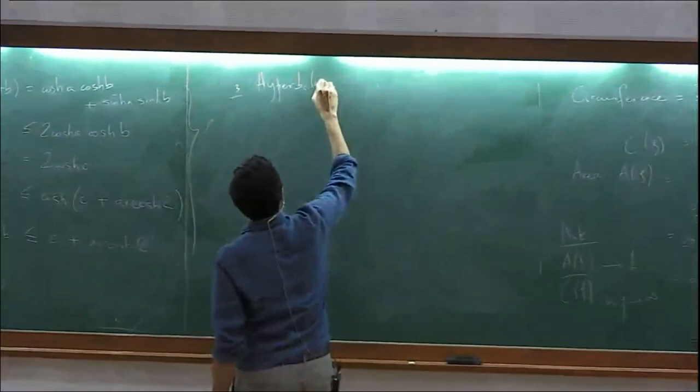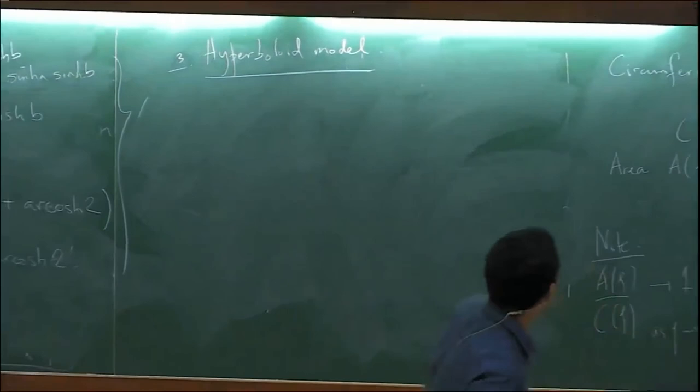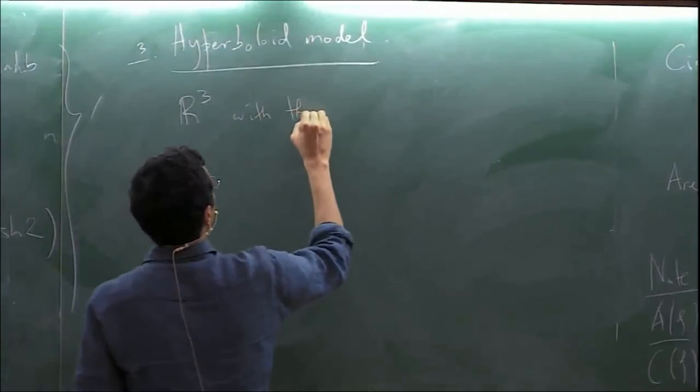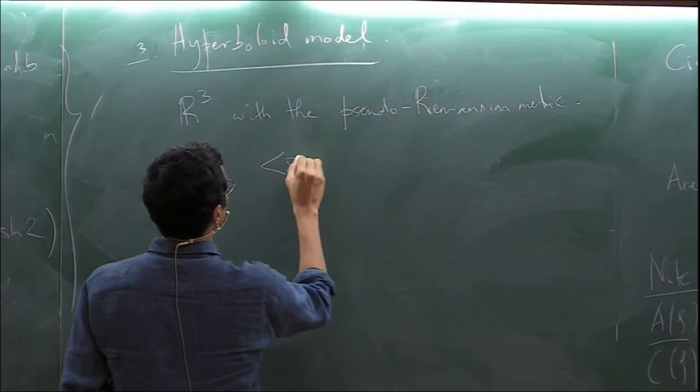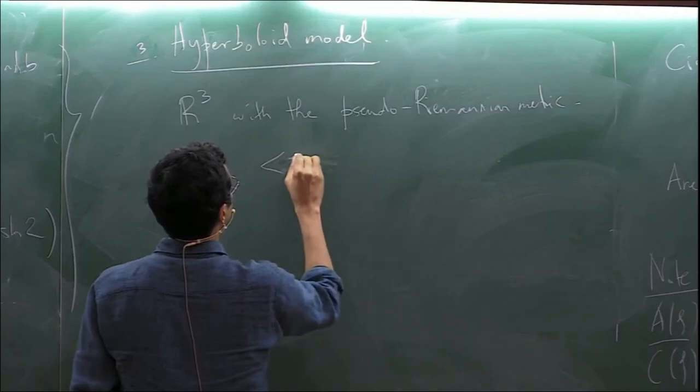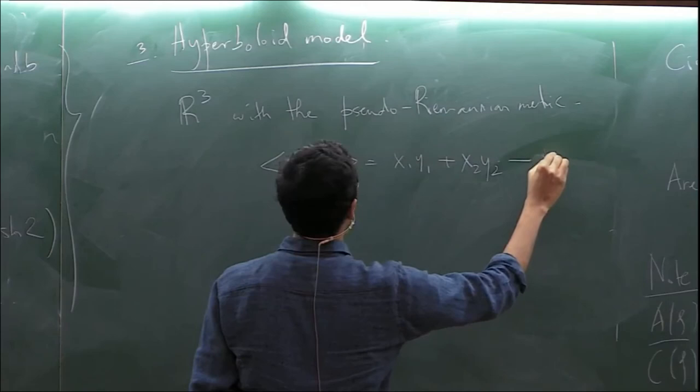Okay, so now let's turn to the hyperboloid model. This is the reason why it's called hyperbolic geometry, actually. So this time you look at R3 with the pseudo-Riemannian metric given by the inner product. The inner product of two vectors, let's say x and y, is given by some quadratic form of signature 2-1. Okay, so this is how you compute inner products now in this metric.